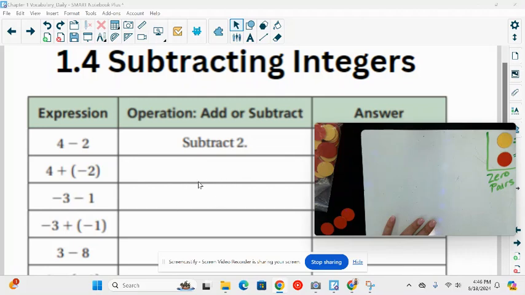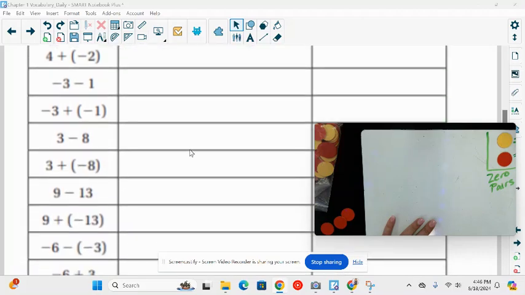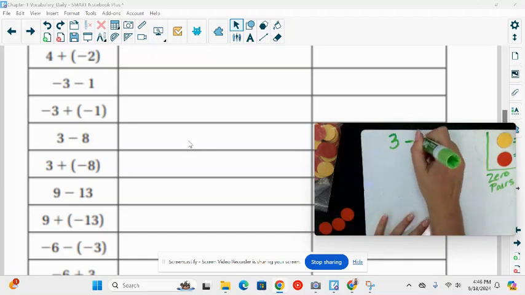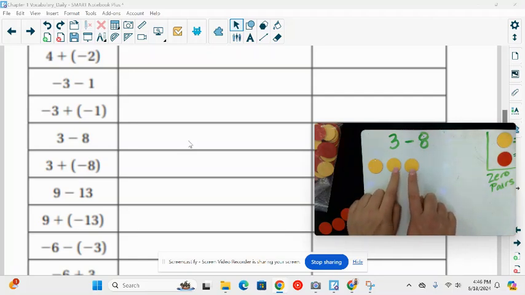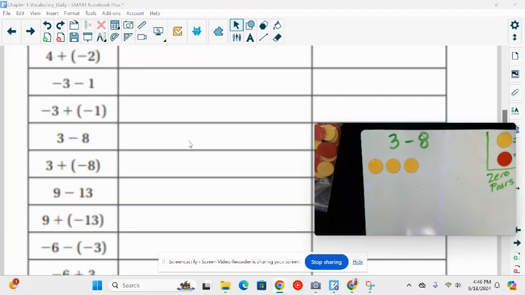And we need to be filling this out as we go, okay? So I have 3 take away 8. So positive 3, so 3 yellows, 1, 2, 3. And I need to be able to take away 8 positives. But I don't have 8 positives to take away. All I have are 3 positives. So I'm going to need to add 5 more positives to make a total of 8, right? So 1, 2, 3, 4, 5.